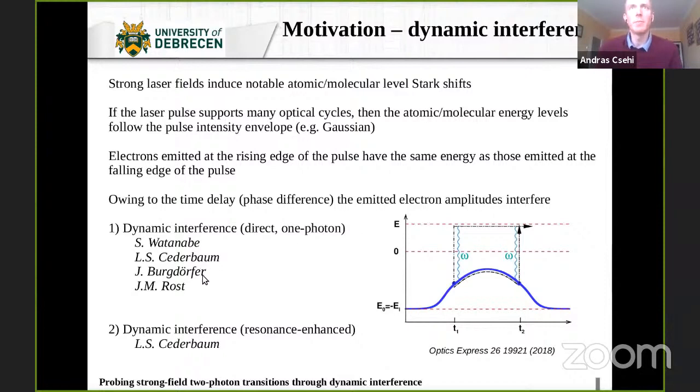Just to mention a few of them are listed here. Importantly, mostly the direct or one photon ionization has been considered and studied in detail. It is also possible that dynamic interference occurs when resonance enhanced ionization happens. This kind of process has attracted less interest over the years. So we really want to focus on resonance enhanced ionization and following dynamic interference to probe the dynamics of the system.